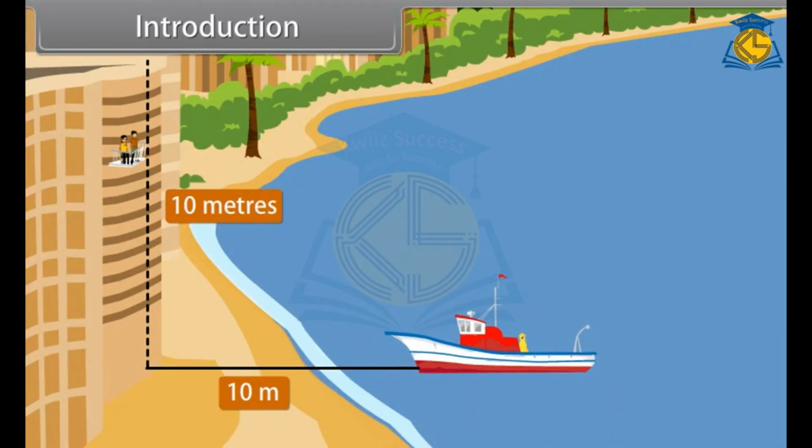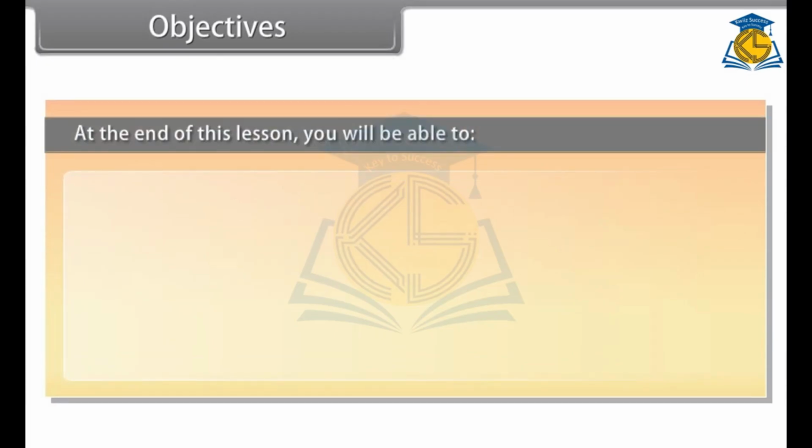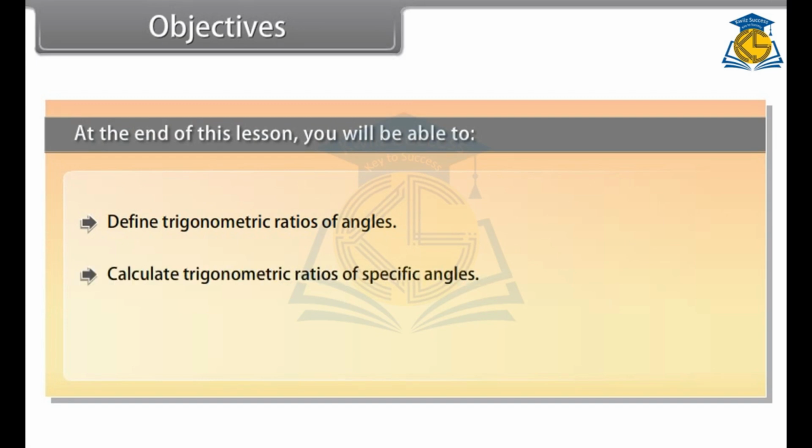Anvesha used trigonometry to answer Vedika's question. In this lesson, you will learn about the relationship between angles and sides of a triangle. Objectives. At the end of this lesson, you'll be able to define trigonometric ratios of angles, calculate trigonometric ratios of specific angles, compute trigonometric ratios of complementary angles.